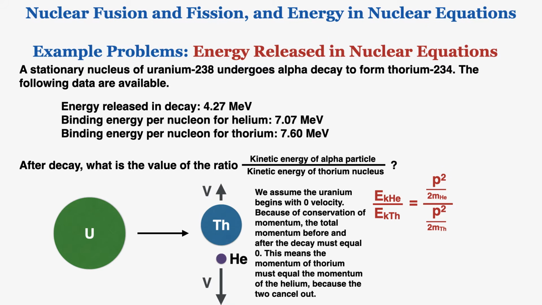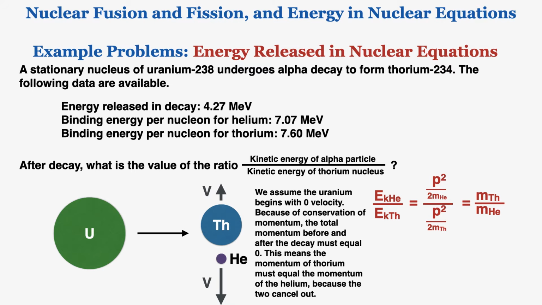So that means that the momentum on the top and bottom are the same, and the 2's are also obviously the same number, so I can cancel those out. And when I cancel everything out, I'm left with this simple equation, where the ratio of the kinetic energy of helium to thorium will actually be equal to the ratio of the mass of thorium to helium.